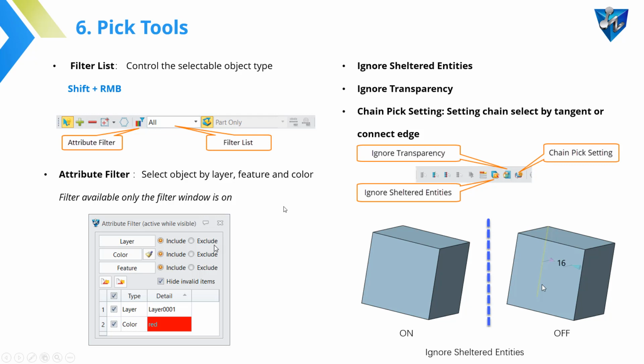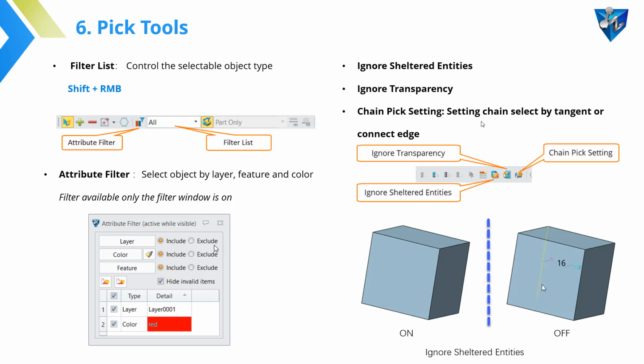We also have the attribute filter. This is used to select objects by layer, feature, and color. But remember, the filter is only available when the filter window is on. So you can see from the bottom left, this is the attribute filter window. Moreover, we have some other options like ignore shaded entity, ignore transparency, and chain pick setting, to set chain select by tangent or connected edge.